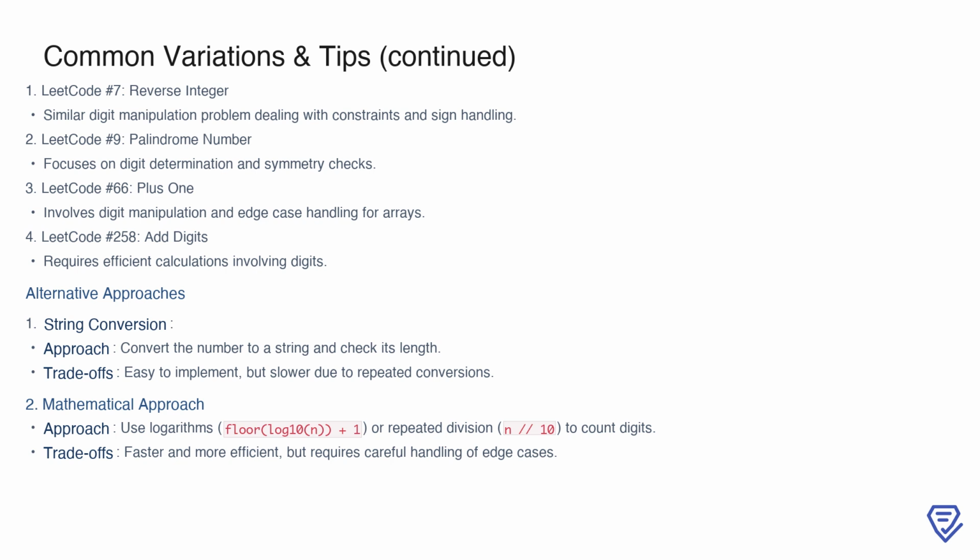When it comes to solving this specific problem, there are two main approaches. The first is string conversion, converting the number to a string and checking its length. This method is straightforward and easy to implement, but it can be slower due to the repeated conversions, especially in loops. The second approach is mathematical, using either logarithms or repeated division to count the digits. While this method is faster and more efficient, it does require careful handling of edge cases, such as when the input is 0 or negative.